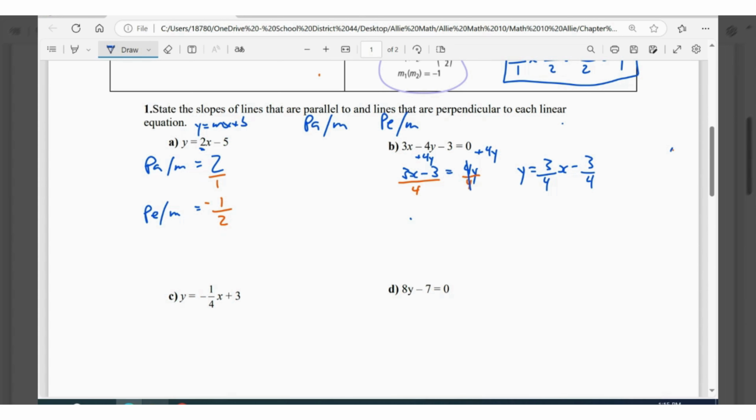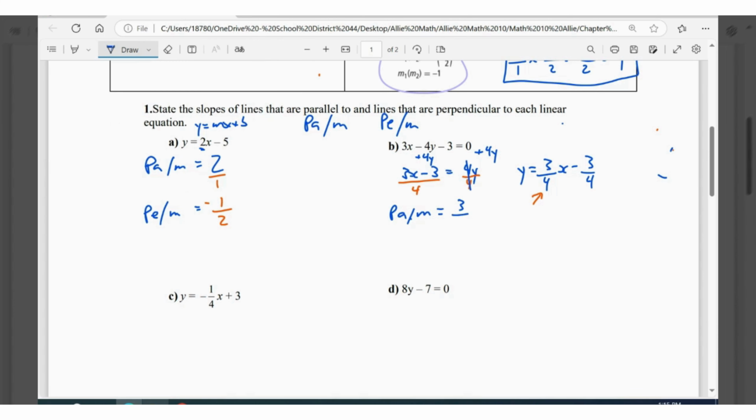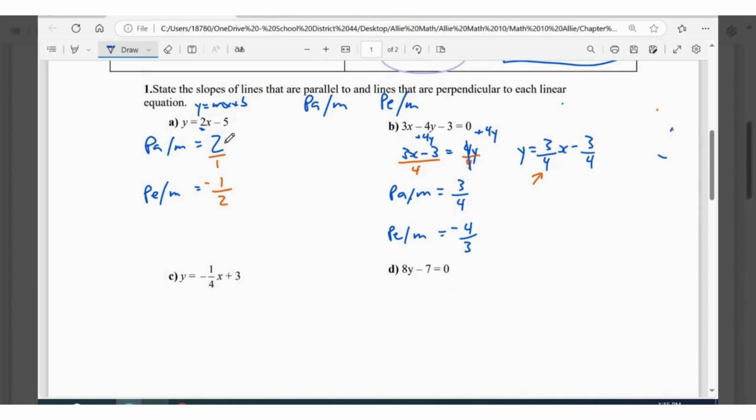And now we can do our parallel slope. It just needs to be the same slope. Our slope is 3 over 4. So our parallel slope is the same, 3 over 4. And our perpendicular slope is going to be the reciprocal, so 4 over 3, and the opposite. This is positive, so our perpendicular slope needs to be -4 over 3. So not so bad once you get the hang of it.